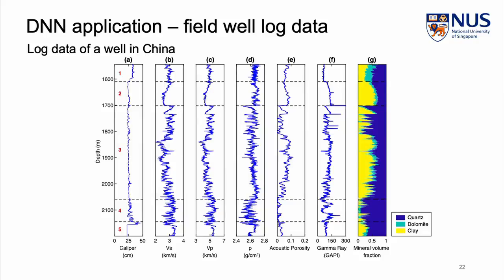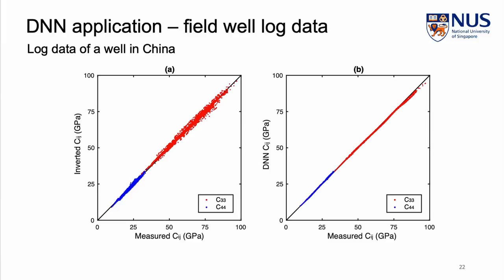So how does that perform in real data? Remember, we have done the inversion on this data set. This is a Chinese well data set, so we're going to compare. This is the inverted C33 and C44 against measured C33 and C44. And this is the DNN predicted C33 and C44 versus the measured. The DNN predicted ones are much tighter, and I'll show you why a little bit later.